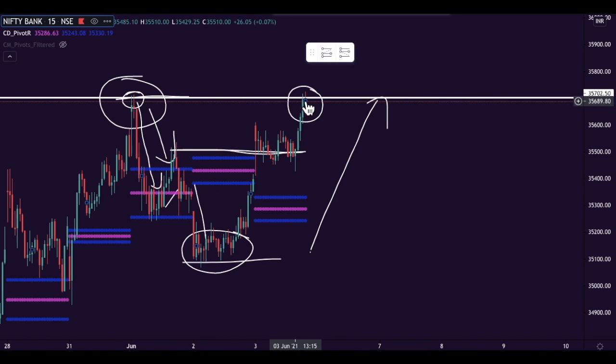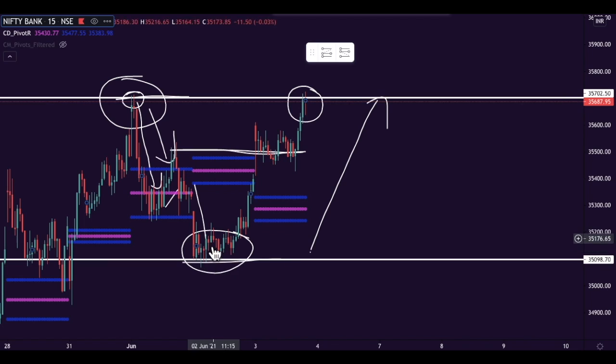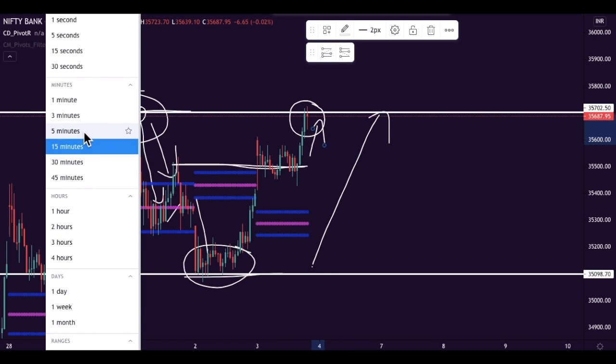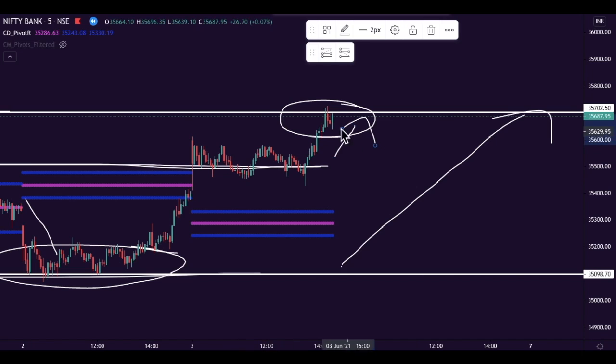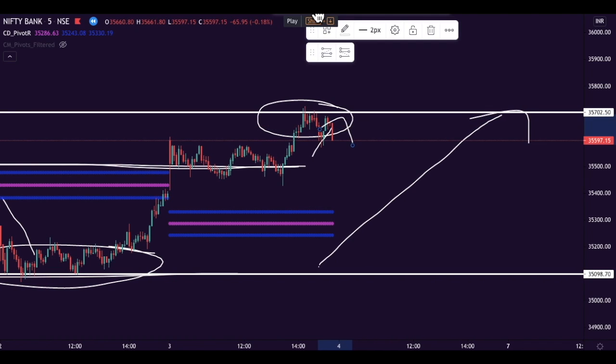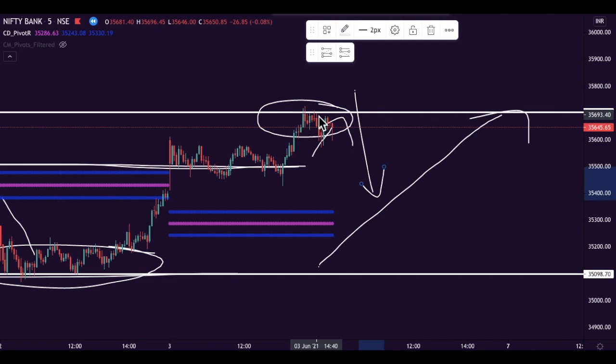Okay, so I have marked the supply level where sellers are active and I marked the level where there is demand where buyers get active. So this is called supply and demand zone, and today the market has come to this level. Now if I switch back to 5 minutes time frame, we can see exactly the market is taking support here, right? Now just have a look. The sellers became active here and they tried to push the market down. It's acting as resistance level.